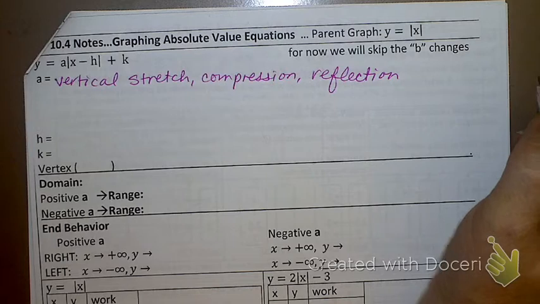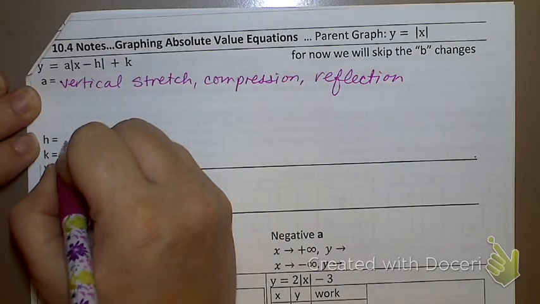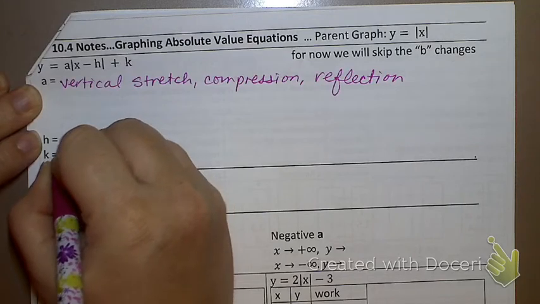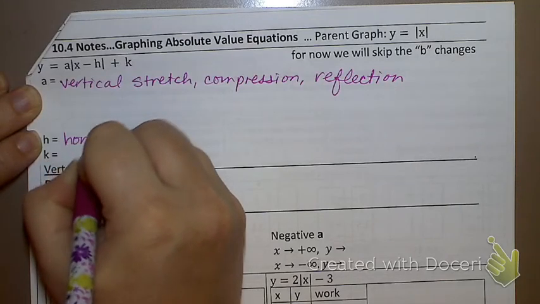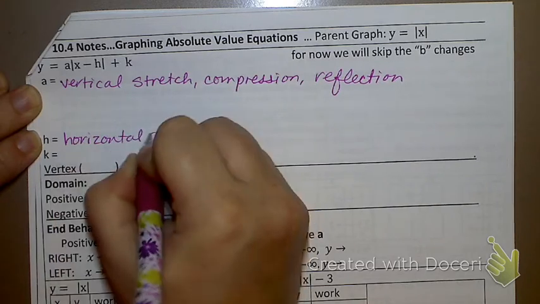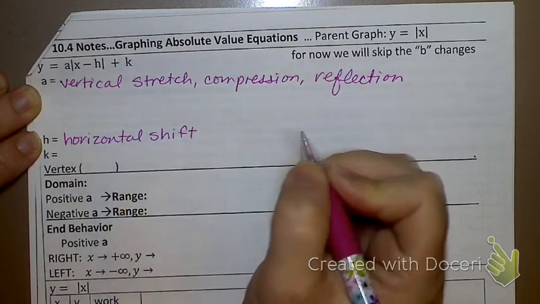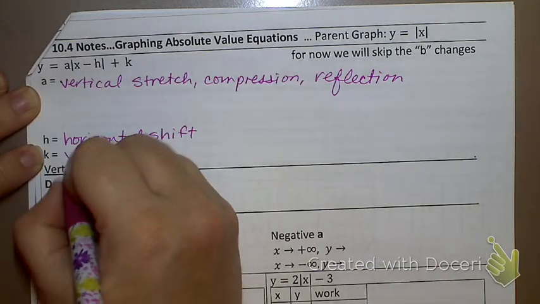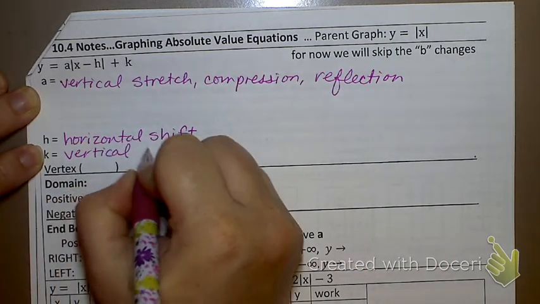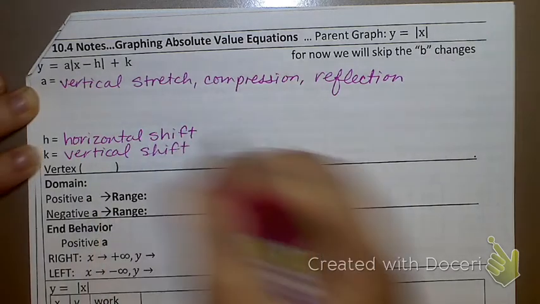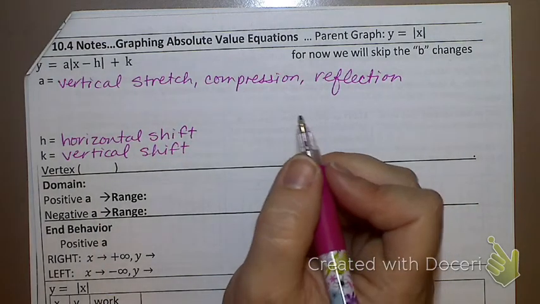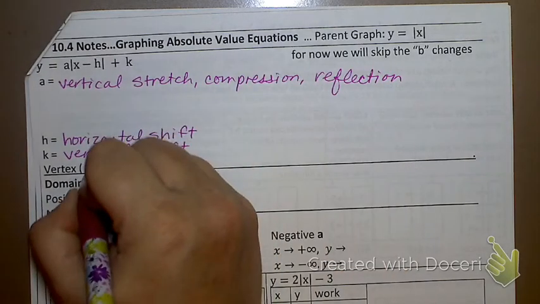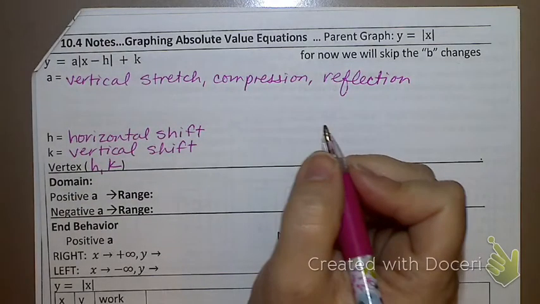What do you think H is? Anybody? A horizontal shift or translation. And K is a vertical shift. Could you take a wild guess as to what you think the vertex is? H, K. You guys are all geniuses.